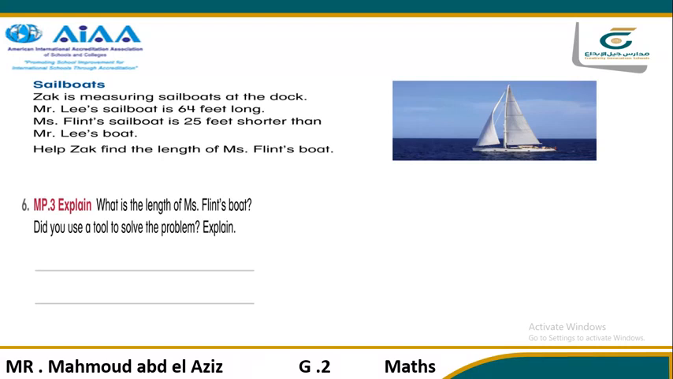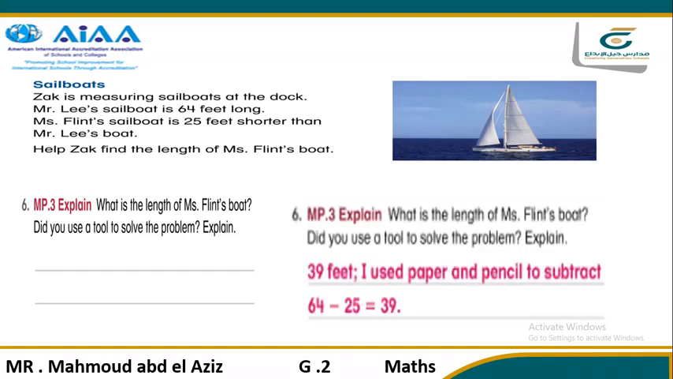With the third question here, what is the length of Mrs. Flint's boat? Do you use a tool to solve the problem? When you subtract them, 64 minus 25 equals 39. So our length here equals 39 feet. And you used just paper and pencil to subtract, because you already have the numbers 64 feet and 25 feet.